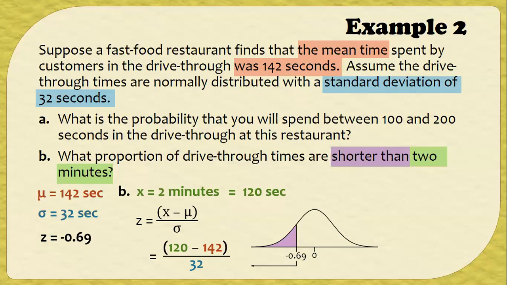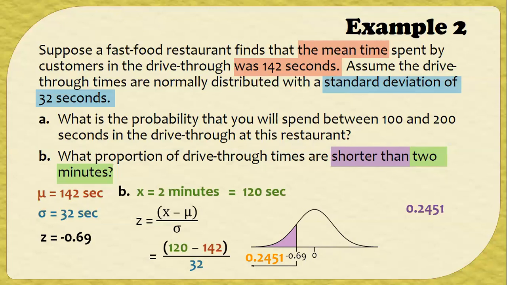The third step is to look up my z-score on the table. So I looked up negative 0.6, that was the row, and then my column was the column that had the 9 in it. And that gave me an area of 0.2451. Now, because this is a shorter than problem, there's actually nothing else we really have to do because that 0.2451 is the same thing as the region that we are looking for. It's the area below, and that's what we want. So 0.2451 is going to be our answer, unless we have to change it to a percentage.